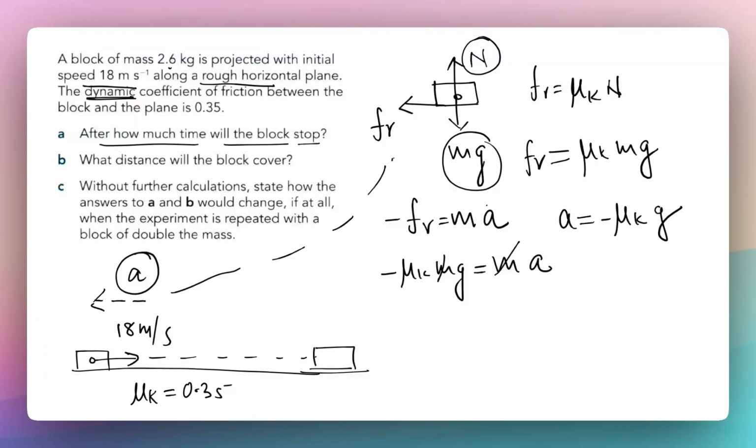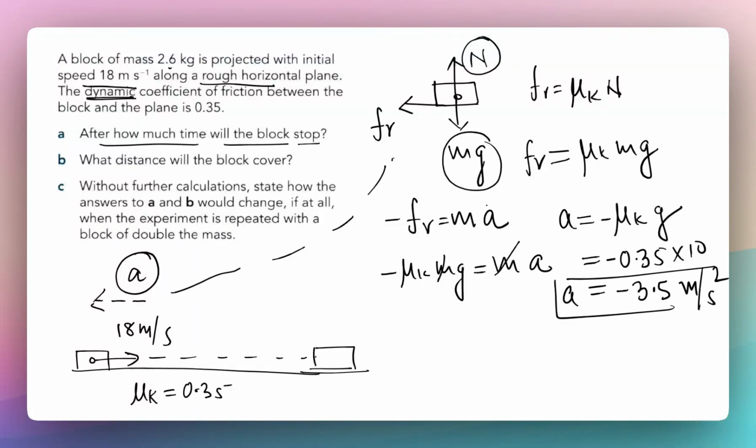So we are getting mu k mg, and m cancels, and that mu k has a value 0.35. We are going to get 0.35 multiplied by 10, for simplicity, so minus 3.5 meter per second square. That's our deceleration. Now, we are going to use the kinematics to simply do the rest of it, and that is going to be very easy.